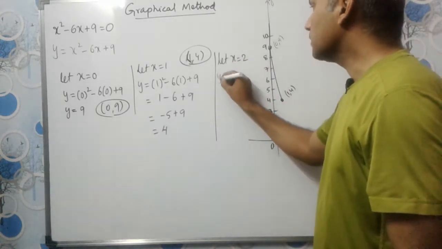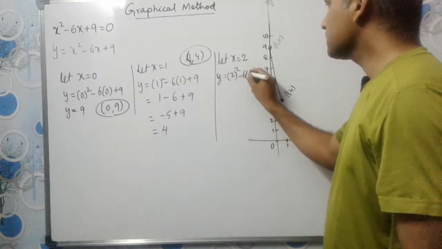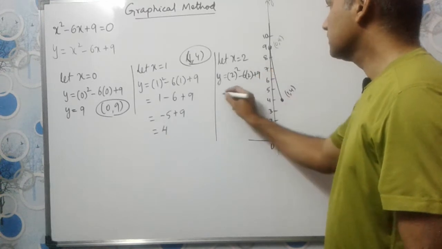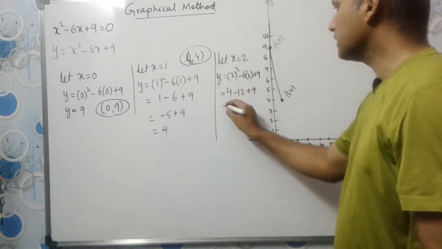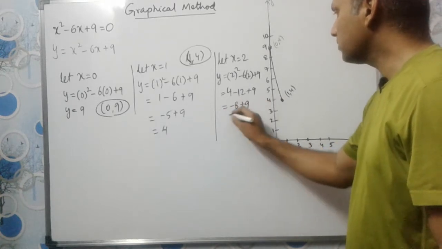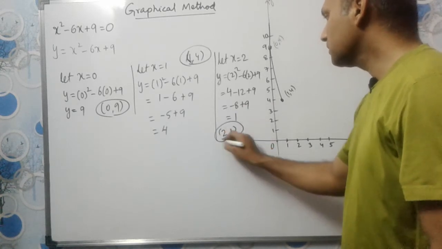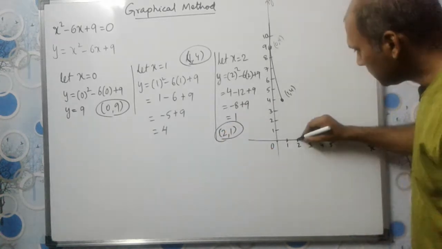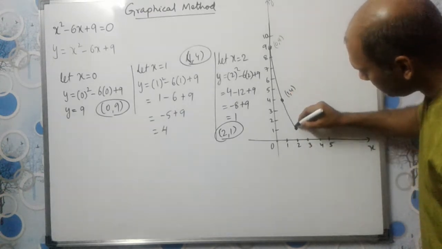So y will be equal to 2 square minus 6 into 2 plus 9. 2 square is 4, minus 6 2s are 12, 12 plus 9. 4 minus 12 is minus 8, plus 9 is 1. So 2 comma 1 is the third point we need to plot. So this is 2 comma 1. So 2 comma 1 is roughly here, right? So okay.